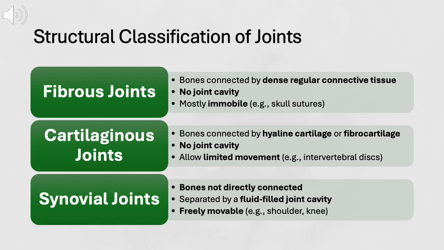Finally, the most familiar and functionally versatile, synovial joints. These joints are defined by the presence of a joint cavity filled with synovial fluid, which acts as a lubricant. The bones in a synovial joint don't touch directly. They articulate within this cavity, which allows for free movement. Every major movable joint in your body, your knees, elbows, shoulders, fingers, is a synovial joint. To summarize, fibrous equals tightly bound immobile, cartilaginous equals slightly movable, and synovial equals freely movable. These categories help explain why certain joints are capable of movement and others are not, because it's all in the structure.